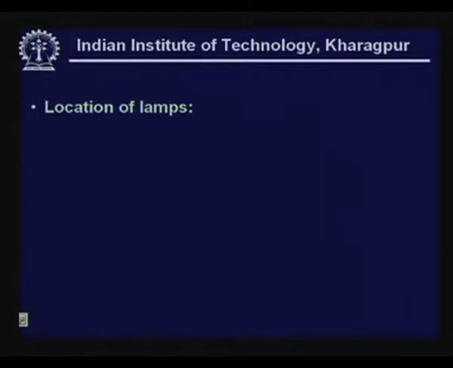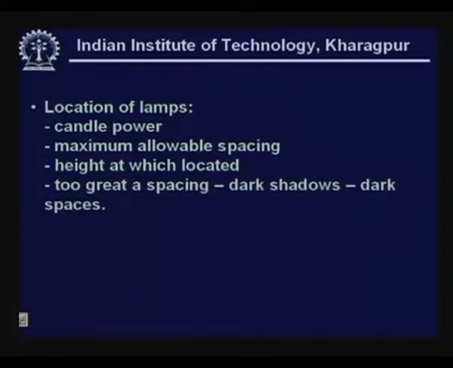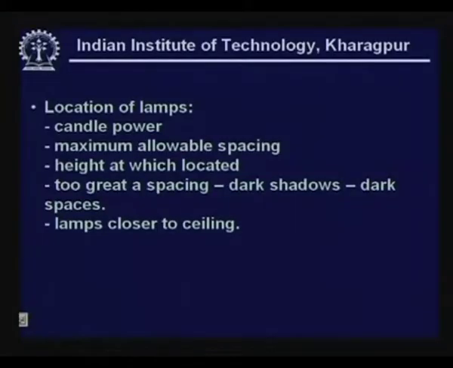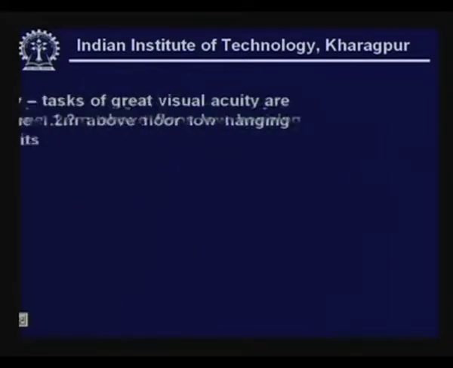Having said all this, the next thing that comes is the location of the lamps. That depends on the candle power, the maximum allowable spacing between the lamps, and the height at which they are to be located. Remember, too large a spacing would involve what is called dark shadows or dark spaces between. Remember, the aim is to have as uniform lighting as possible. Lamps are best fitted closer to the ceiling, and that way they are clear of obstructions, and they could be suspended, mounted at the surface, or recessed in the ceiling.